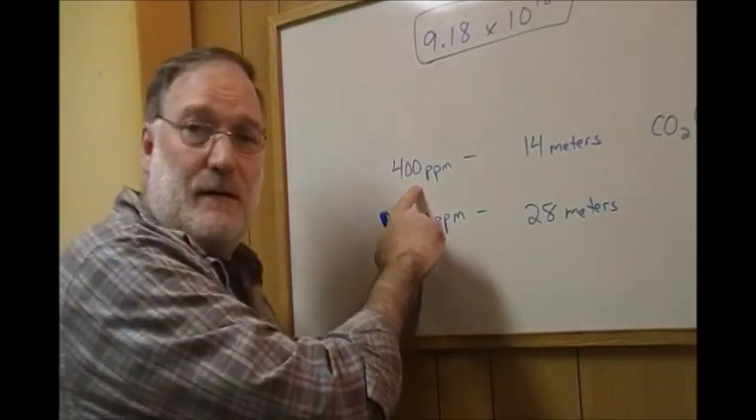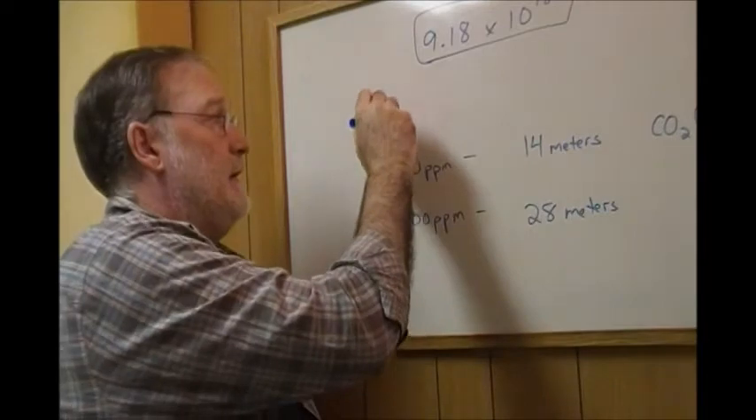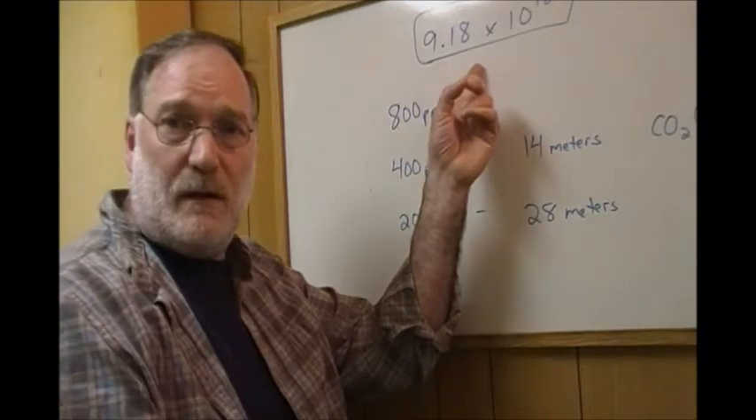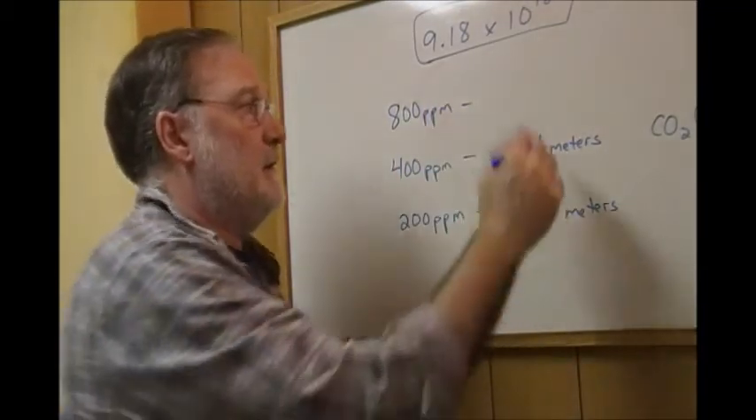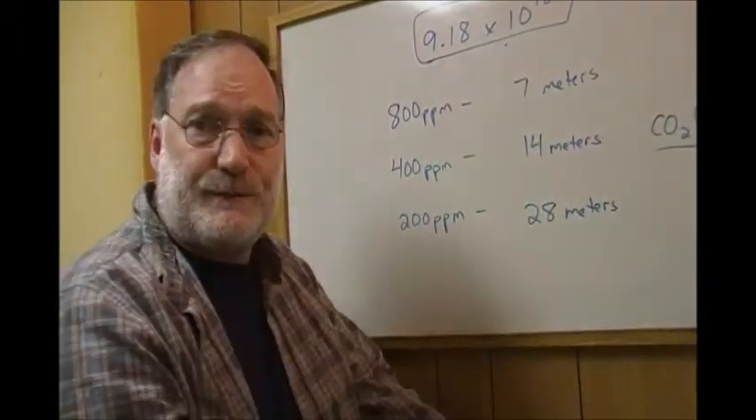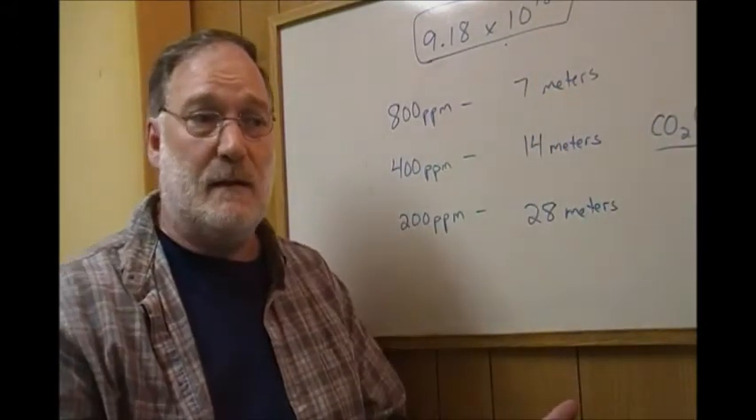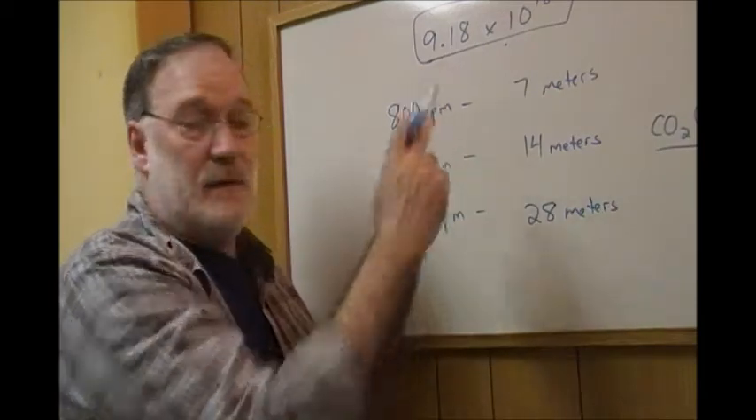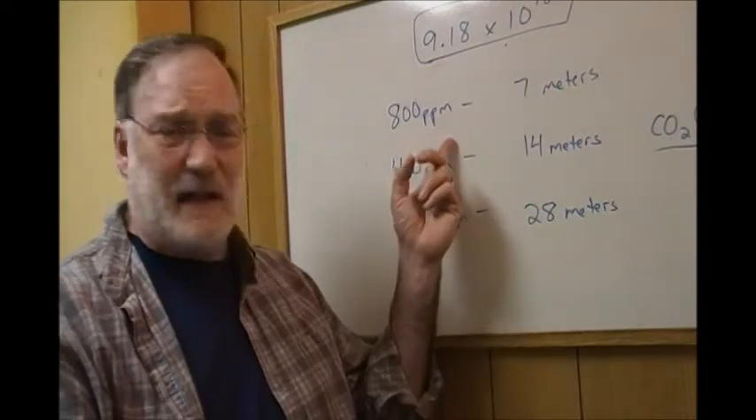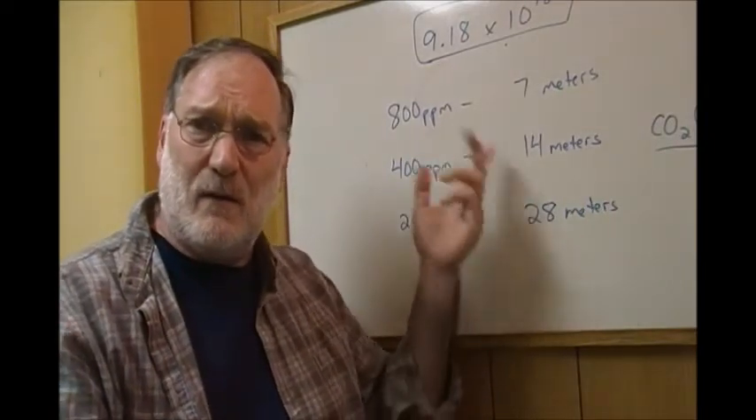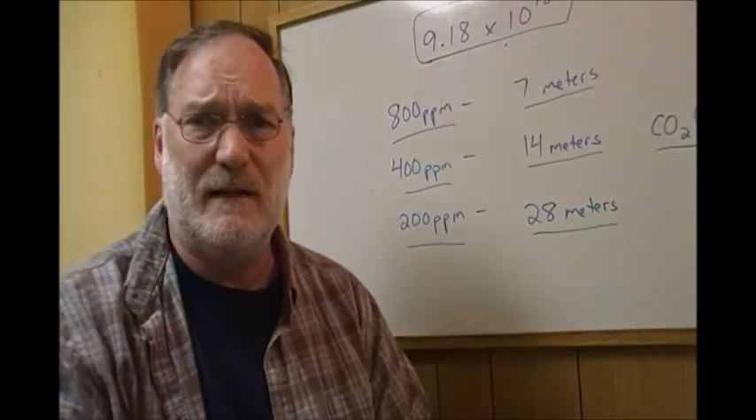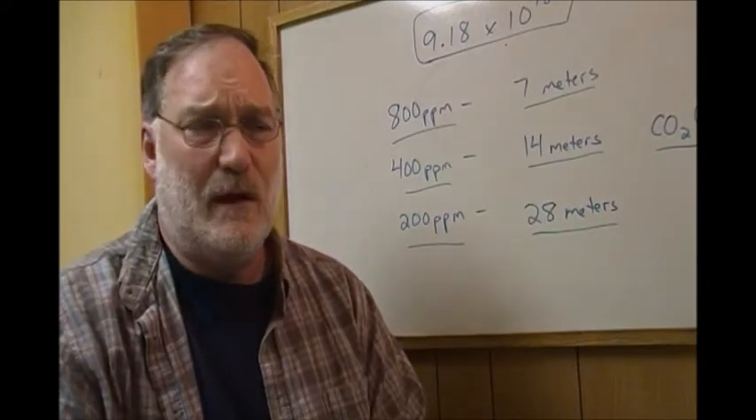If we take today's 400 parts per million and double it to 800 parts per million, the same number of molecules are going to absorb the same amount of energy within 7 meters. And so, in all three cases, the same amount of radiation is absorbed by the same number of molecules. Increasing carbon dioxide does not change the amount of radiation that's absorbed. And when I saw that, I was very surprised when I realized that.